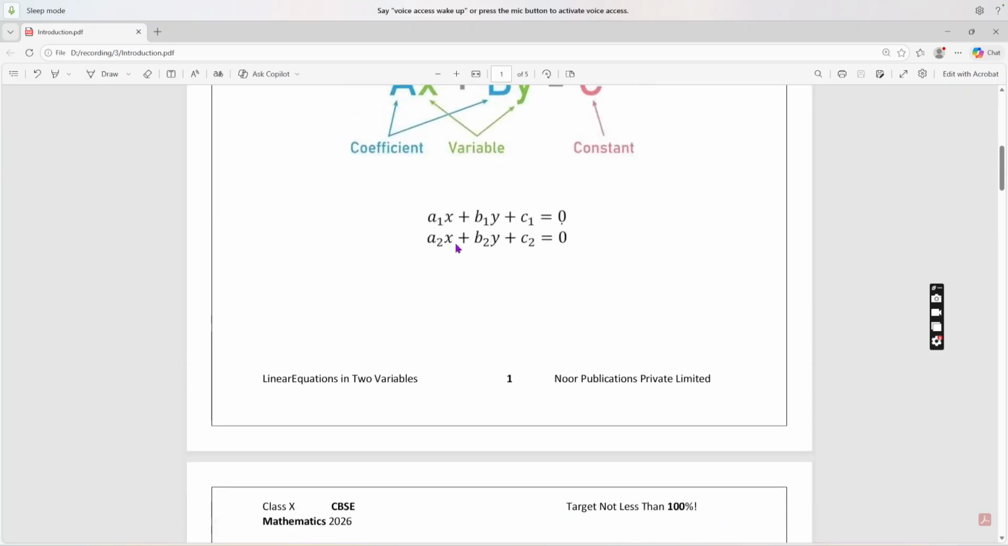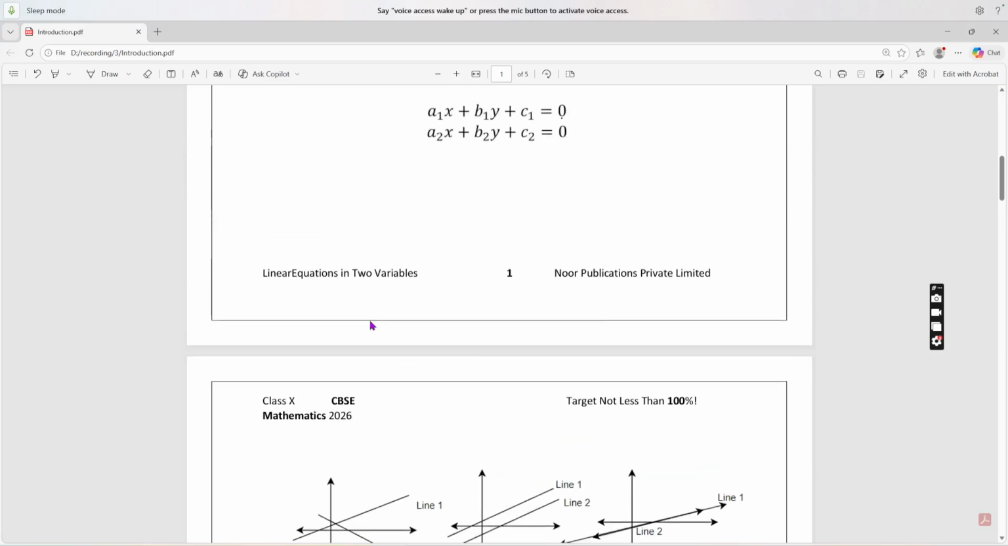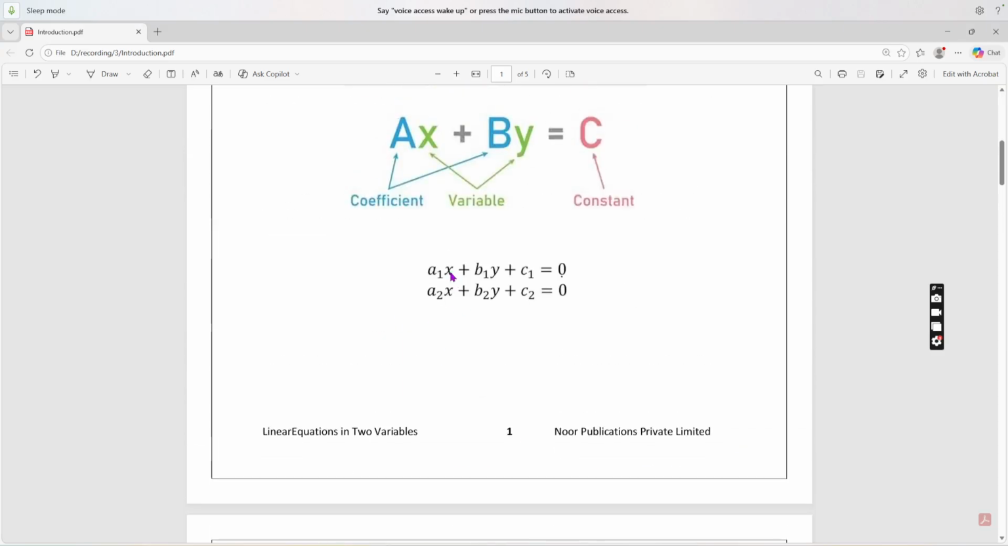Now, whenever we are going to draw the graph based on the values of these two linear equations, we will always get a straight line. Why? Because see, here the highest power of x, or the degree of x, is 1. Here also the degree of y is 1. Here the degree of x is 1. Here the degree of y is 1.